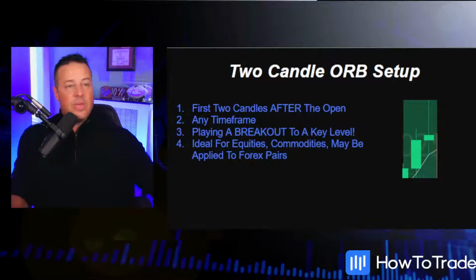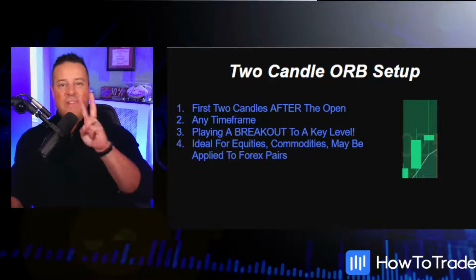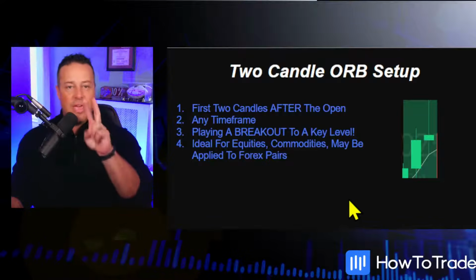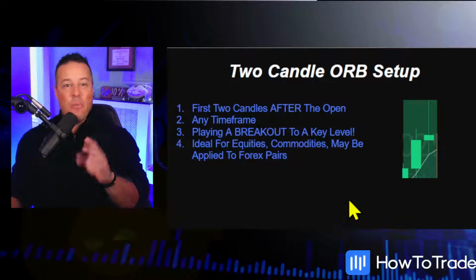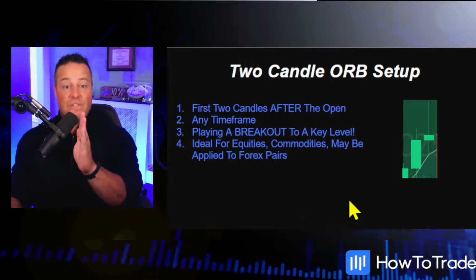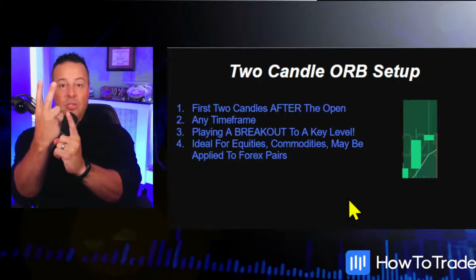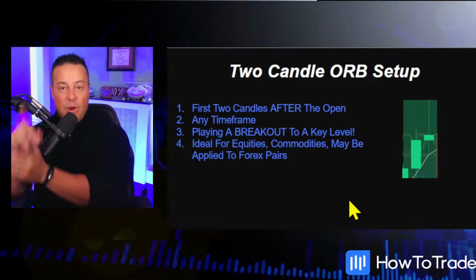Now, the two-candle ORB, just a quick review, is the first two candles after the open. I get this question a lot. Shane, are you doing the three candles? No, it's a two-candle ORB. So if we open at 9:30 a.m. Eastern and we're using a 15-minute chart, we go 9:30 to 9:45, that's candle 1. 9:45 to 10, that's candle 2. So we're encompassing the first 30 minutes of trade.